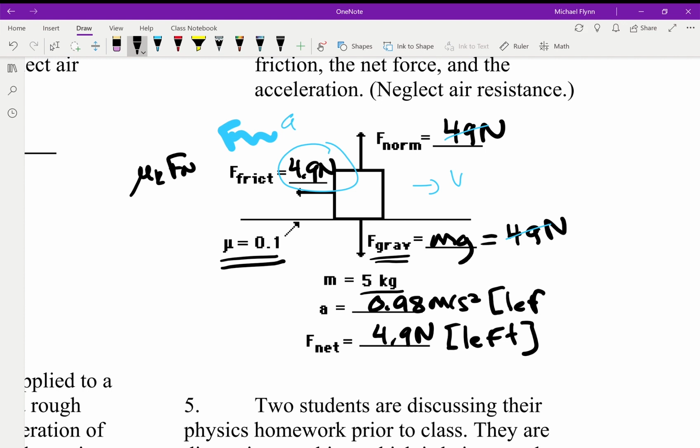Now the way I got that was I just wrote that F net equals ma, and so I divided both sides by mass, and the mass is 5 kilograms, so I divided both sides by mass to find the acceleration. So that's how you do it. So there's another problem with friction for you. I wanted to show you that. Now you know how to handle kinetic friction.